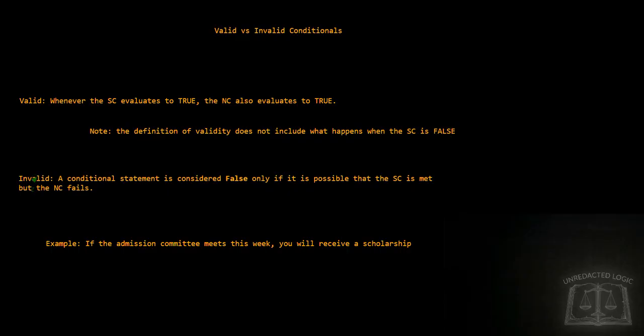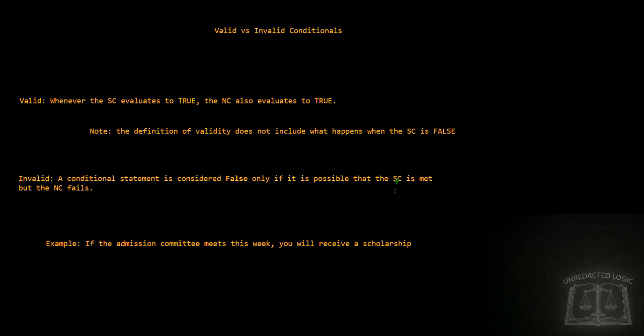Invalid. A conditional statement is considered false or invalid only if it is possible that the sufficient condition is met, but the necessary condition fails. And this scenario where the sufficient is met yet the necessary fails, that's called the rule breaker. That's the only way of violating a conditional rule.